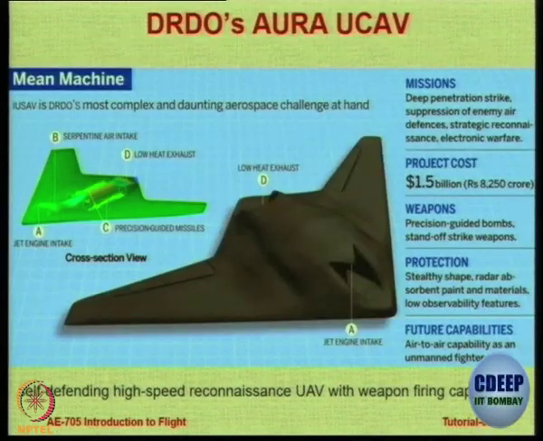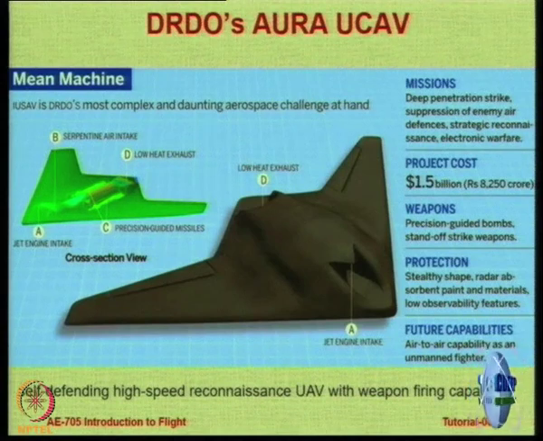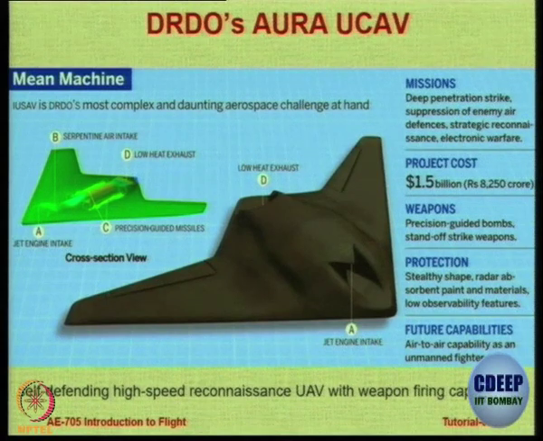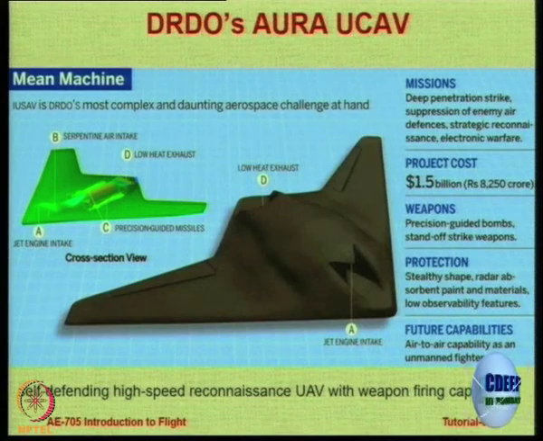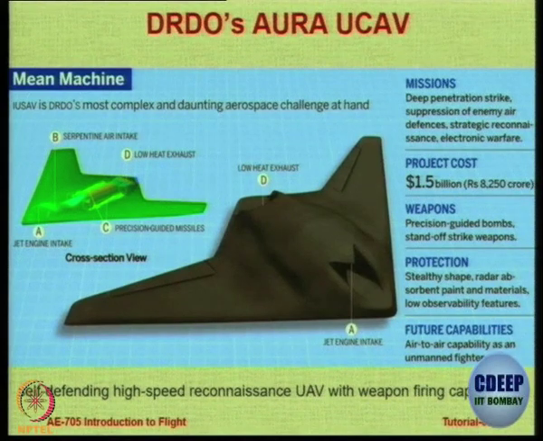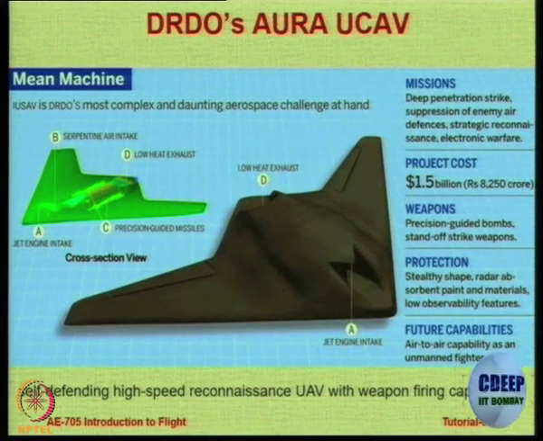All right. And in India also, we are looking at a flying wing configuration. So information regarding DRDO's unmanned combat aerial vehicle, or UCAV, is not very easily available. It's not yet being publicized so much. So some sources, these numbers may be a little bit off here and there. It's basically the most complex and daunting mission taken up by DRDO as far as aerospace engineering is concerned. DRDO likes to call this aircraft a self-defending high-speed reconnaissance UAV, which also has a weapon firing capability. So that sentence defines AURA.